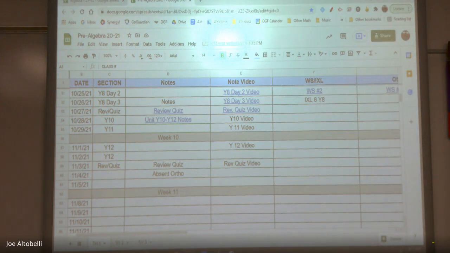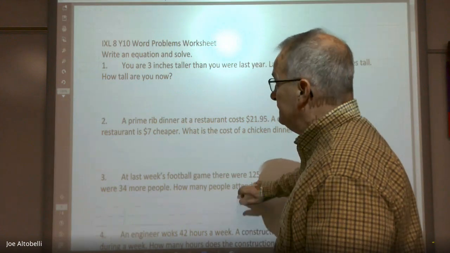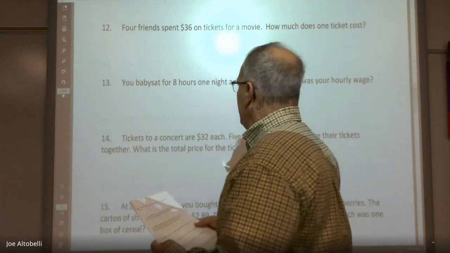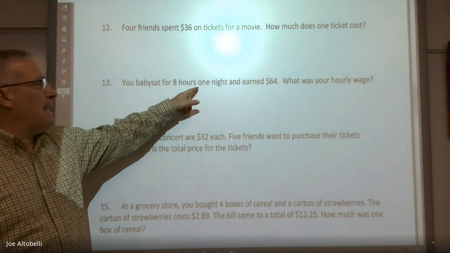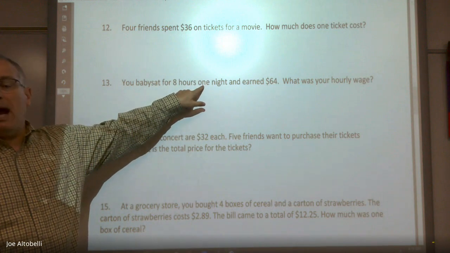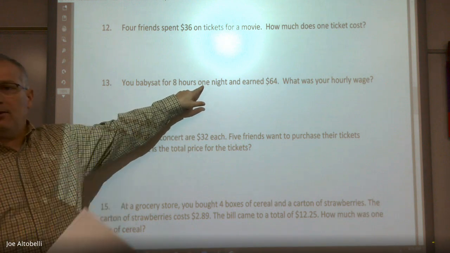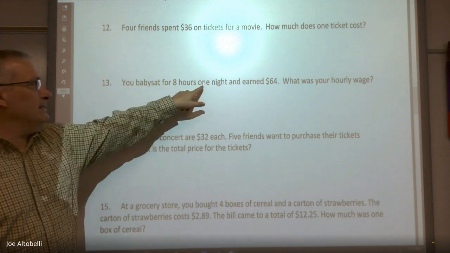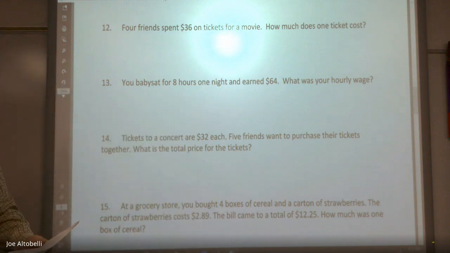All right. So, second page, number 13. Second page, number 13. You babysat for 8 hours one night. It says on night. It should be one night. I fixed it here already, so you have to fix it on your paper. This would be number 13. It's one night, so add an E there.